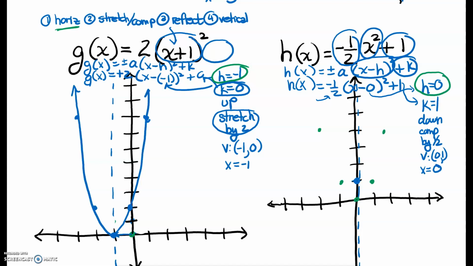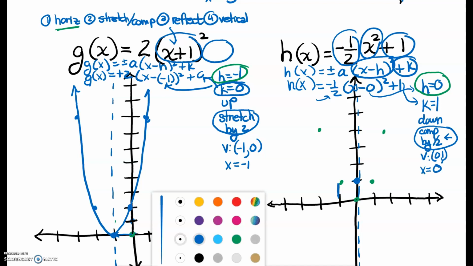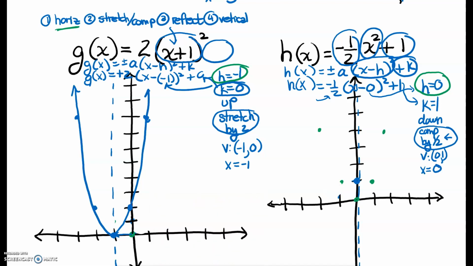Now I need to stretch or compress my distances from my x-axis. So this has a distance of 1. So I'm gonna cut it in half, right? Because my a value is 1/2. So 1 times 1/2 is 1/2. So my graph now looks like this. This has a distance of 1, so I'm going to cut that in half as well.